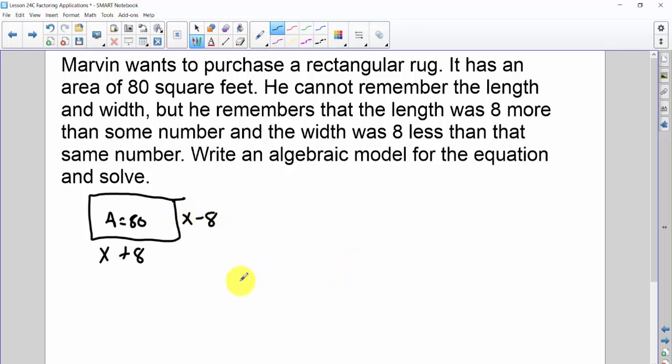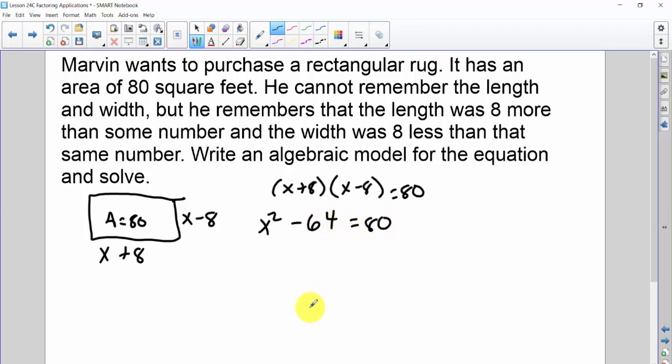So then we're going to take and find the area by multiplying. We've got x plus 8 times x minus 8 is equal to 80. Therefore, this multiplies. There's x squared minus 8x and plus 8x is 0x, minus 64 is equal to 80. I'll set it equal to 0 since it's a quadratic. X squared minus 144 is equal to 0.